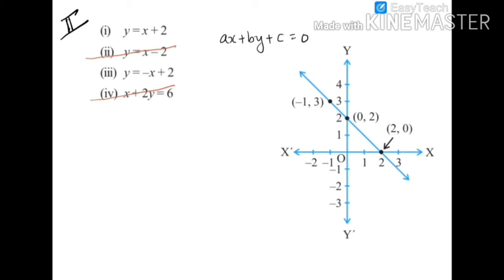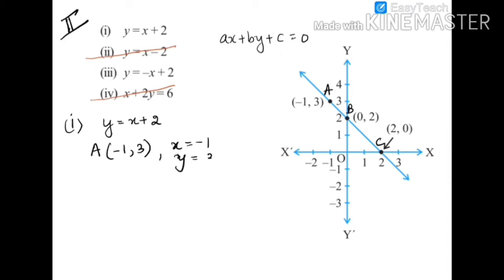Now if you are finding this method of elimination difficult, you can simply substitute these points in each of these equations and then check whether the left hand side is equal to right hand side or not. So let's take point A, which is minus 1, 3. That means x is equal to minus 1 and y is equal to 3.